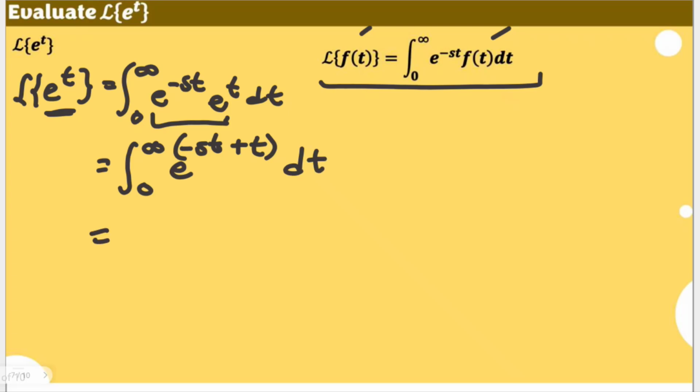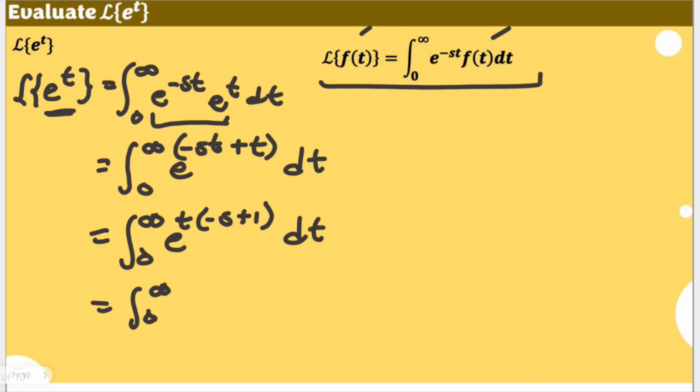To be simplified, you can always look into this. The integral from 0 to infinity. So this is e, factoring t, you will have negative s plus 1, dt. Or, if you would like to, you can always also rearrange it because this is with respect to t. So you will have e to the power of negative s plus 1 times t, then dt.